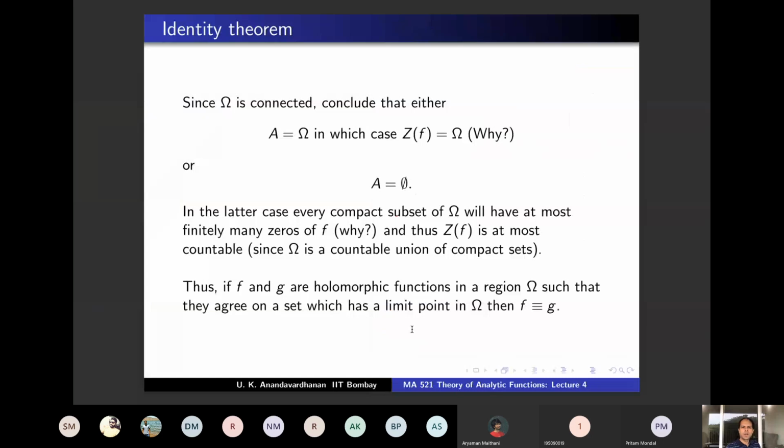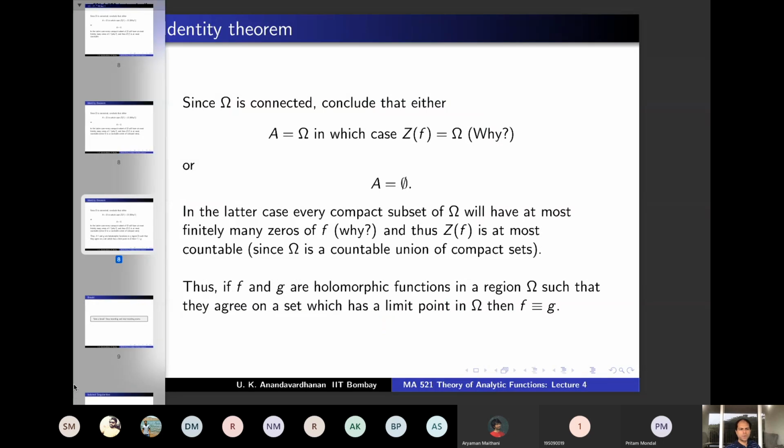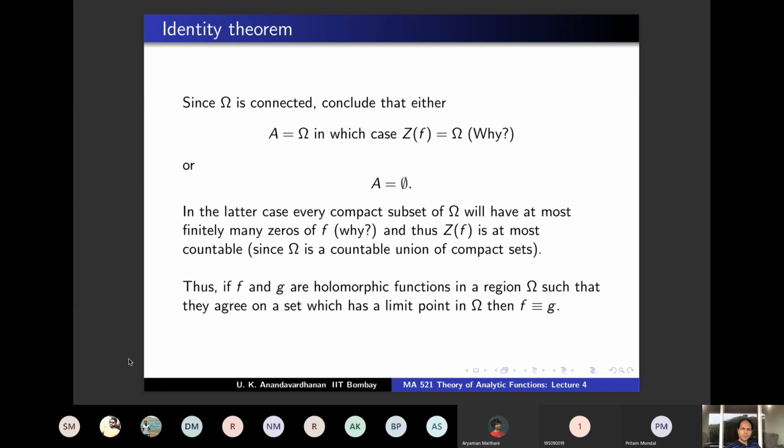So this we have done, and in the break we proved that as a corollary to this, H omega is an integral domain, and we saw two different proofs, one supplied by Aryaman and the one supplied by all of you together. Okay.